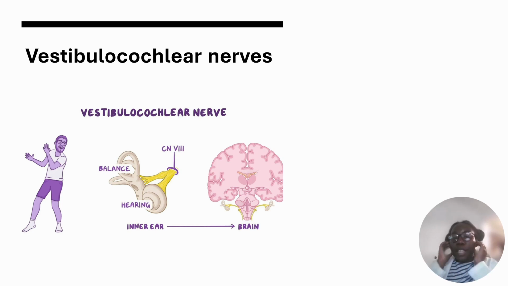Other than allowing us to hear things, sound, music, etc., it allows us to walk, to dance also. So all that has to do with balance is controlled by the vestibulocochlear nerves.